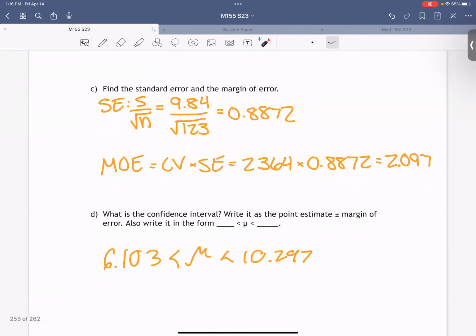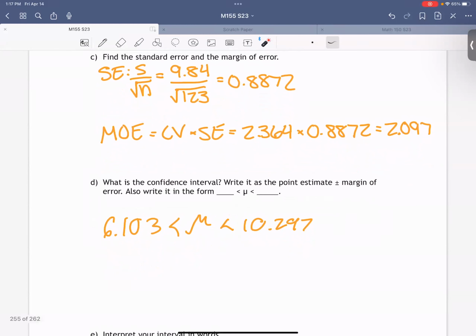Nice job there. Next up was finding the confidence interval. Gosh, who wrote up this one? Was that Hayden? Do you want to take us through this one? Just added the margin of error and subtracted it from the sample mean, we got these two numbers. You can write it out like this. This is totally great. Any questions so far?